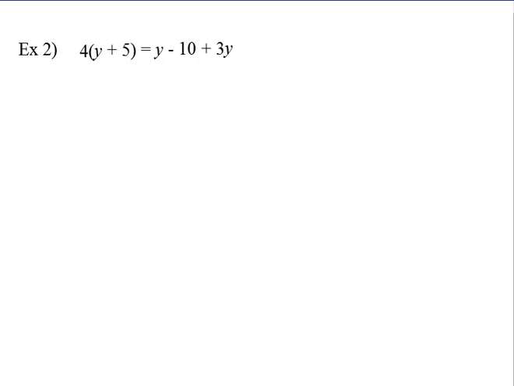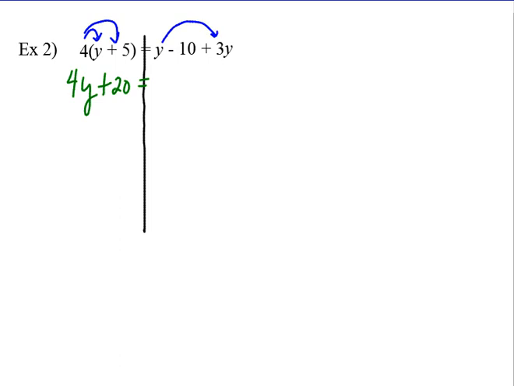Here we have another problem. We have 4 times the quantity y plus 5 equals y minus 10 plus 3y. First we're going to use the distributive property and distribute that 4 out to both terms there. 4 times y is 4y, and 4 times 5 is 20. On the other side here, we have 3 terms, so we know that 2 terms need to go together. The y and the 3y need to go together. So we combine them, and we will get 4y minus 10.